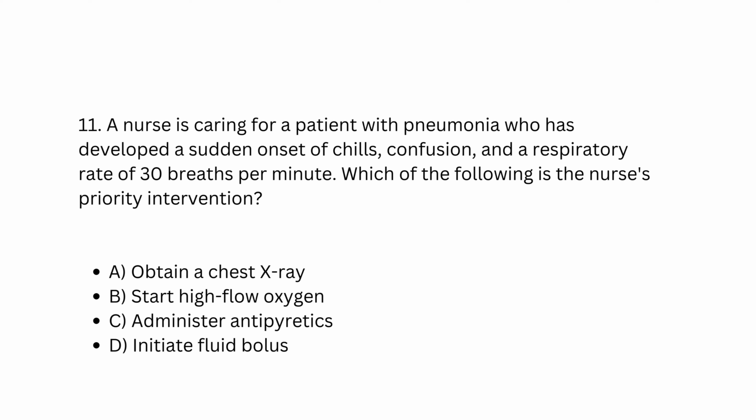11. A nurse is caring for a patient with pneumonia who has developed a sudden onset of chills, confusion, and a respiratory rate of 30 breaths per minute. Which of the following is the nurse's priority intervention? A. Obtain a chest X-ray. B. Start high-flow oxygen. C. Administer antipyretics. D. Initiate fluid bolus.